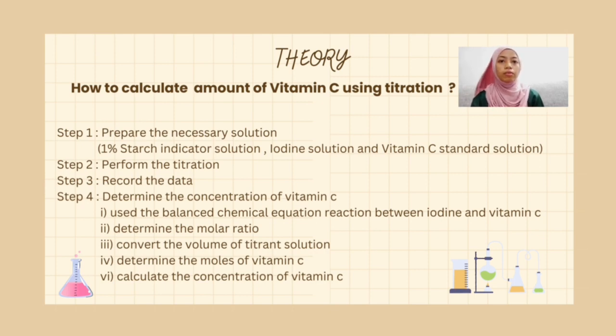And then we need to convert the volume of titrant solution. After that, we can determine the moles of vitamin C. How do we determine the moles of vitamin C? We can determine it by using the molar ratio that we obtained earlier. And lastly, we can calculate the concentration of vitamin C.